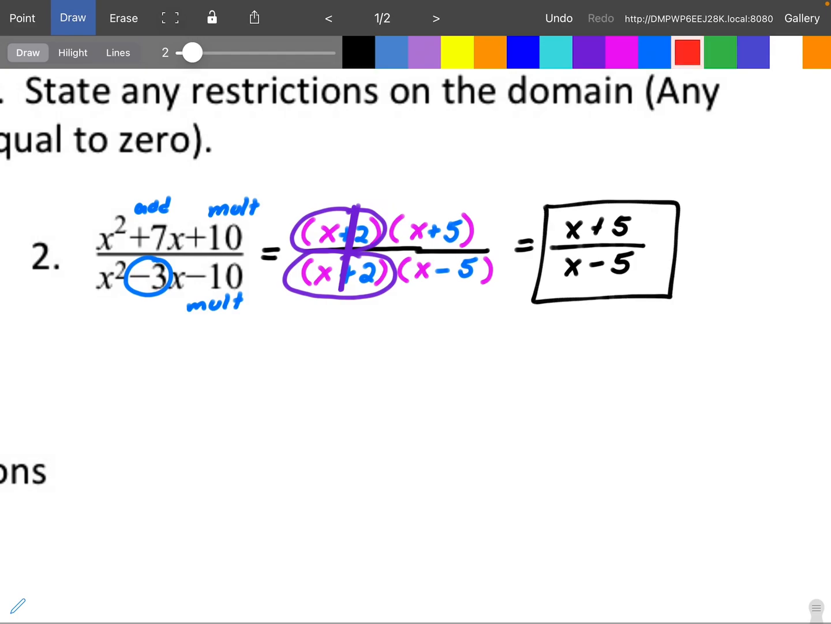Now, we didn't even talk about restrictions, so let's look at this problem. So for our restrictions, I want to look at the factored form. So once I got it factored here, I want to look at my denominator.